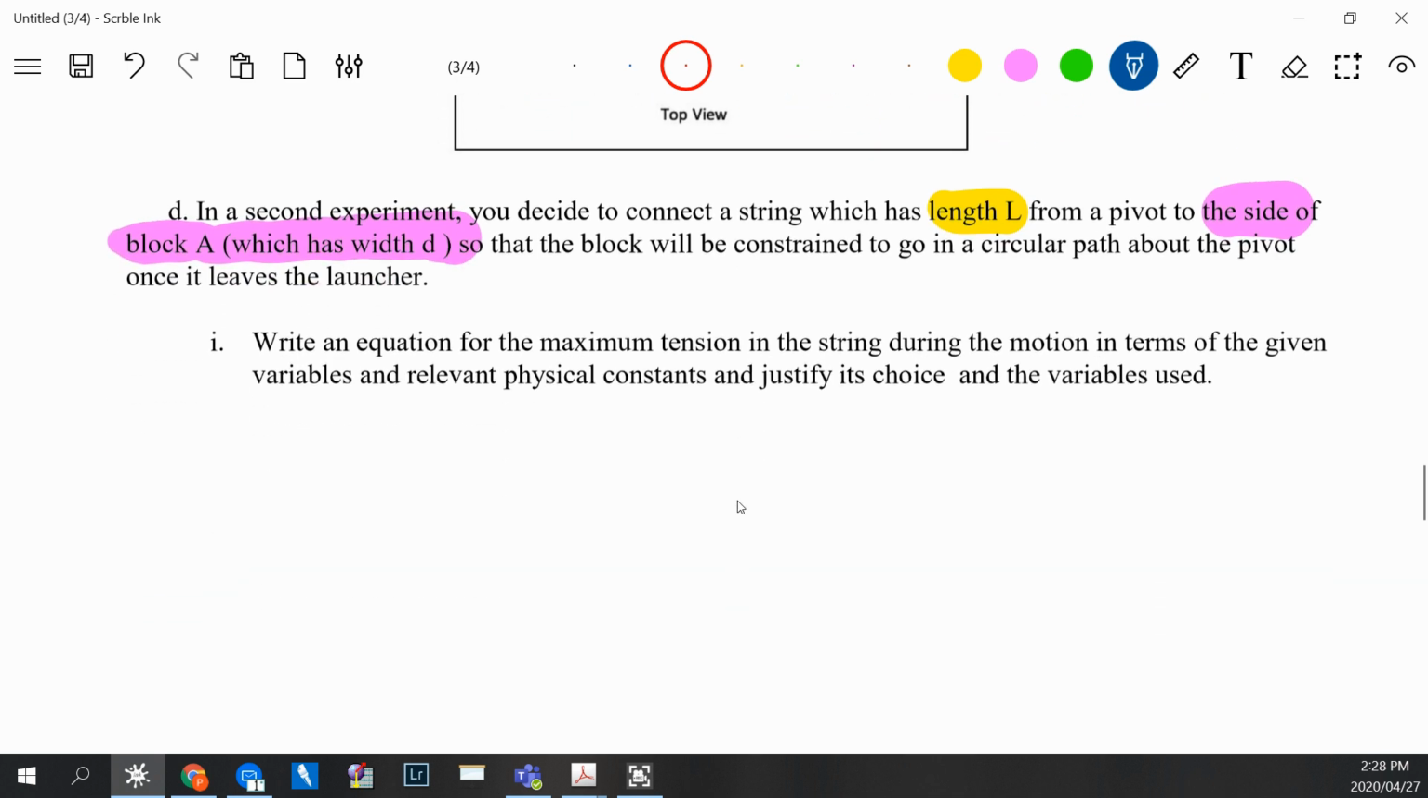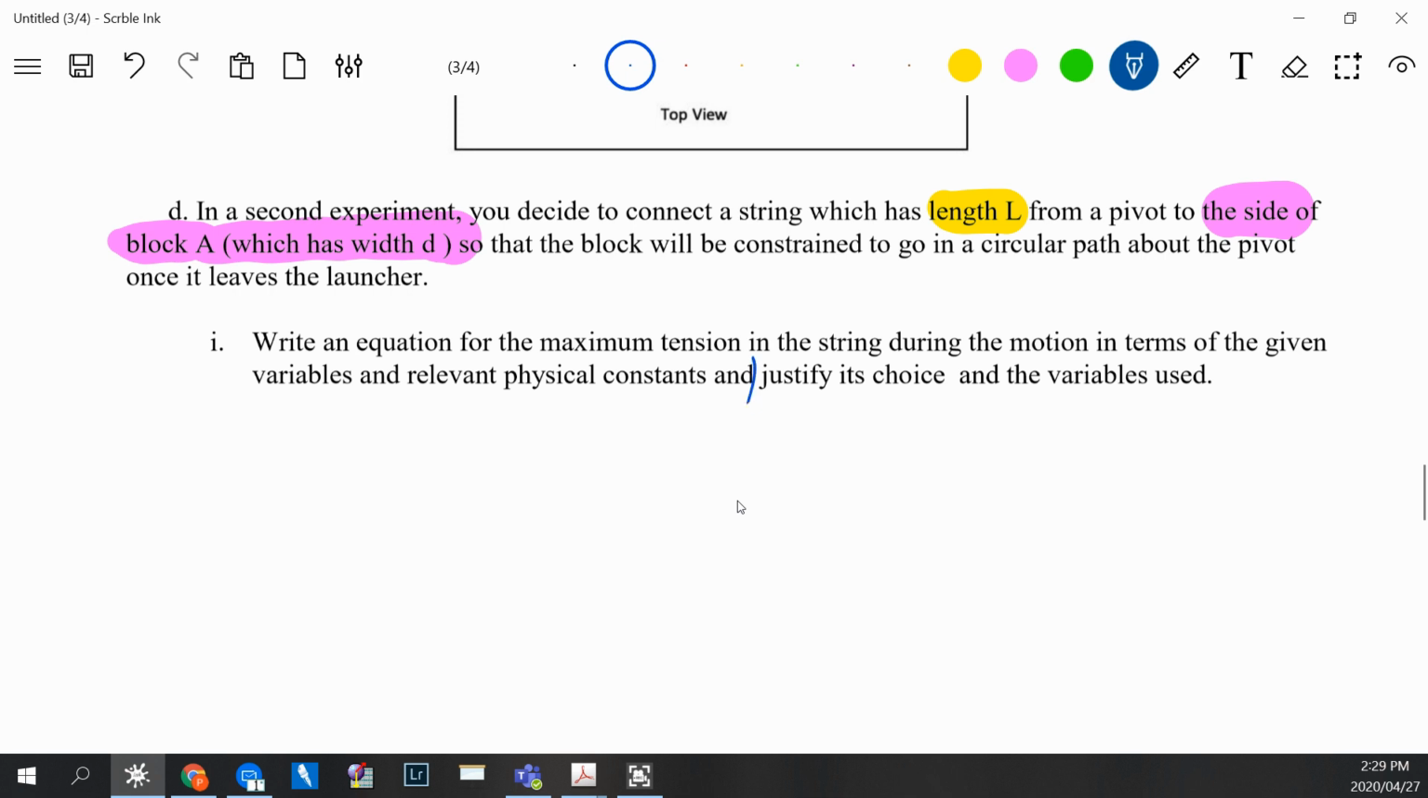So what's going on here? We've got it connected, constrained to go in a circular path once it leaves the launcher. Okay, so subpart 1. Write an equation for the maximum tension in the string during the motion in terms of the given variables and relevant physical constants, and justify its choice and the variables used. So we're to write up an equation and then kind of just justify it.